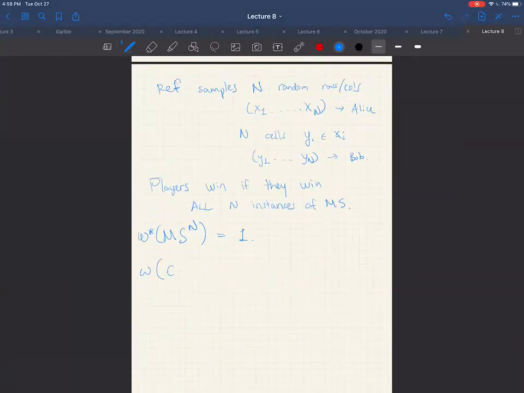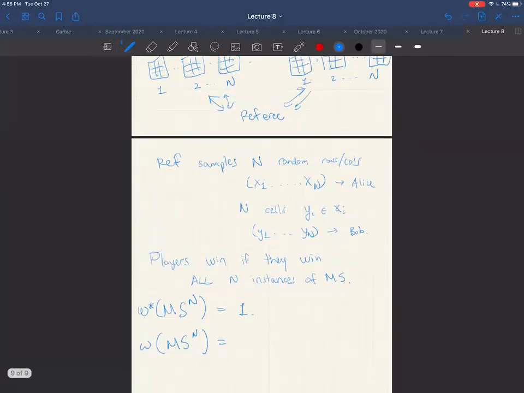The classical value, anyone have any guess? Remember that the classical value of the original game is less than one. It's 17 over 18. So what's the classical value of MS to the N? 17 over 18 to the N? Very good guess, but that is not true, which is really surprising. It's not 17 over 18 to the N, which you think, well, why not? Because all of these games are independent, so why couldn't they just play them all independently?